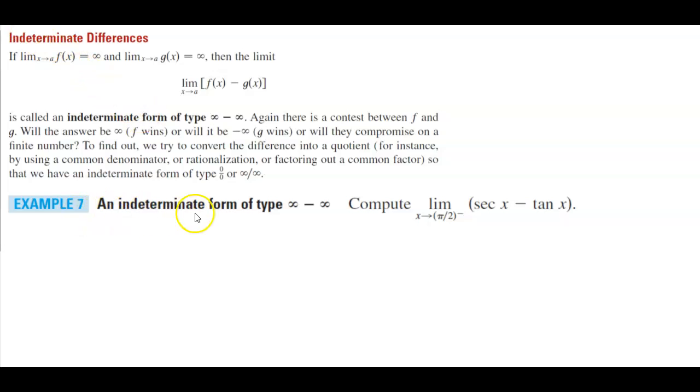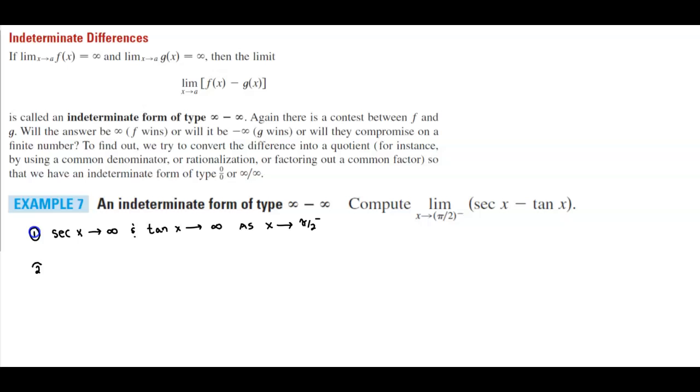Example 7, an indeterminate form of type infinity minus infinity. We're going to compute the limit as x approaches pi over 2 from the left of the secant of x minus the tangent of x. So the first thing we need to take a look at is that the secant of x approaches infinity and the tangent of x approaches infinity as x is approaching pi over 2 from the left.